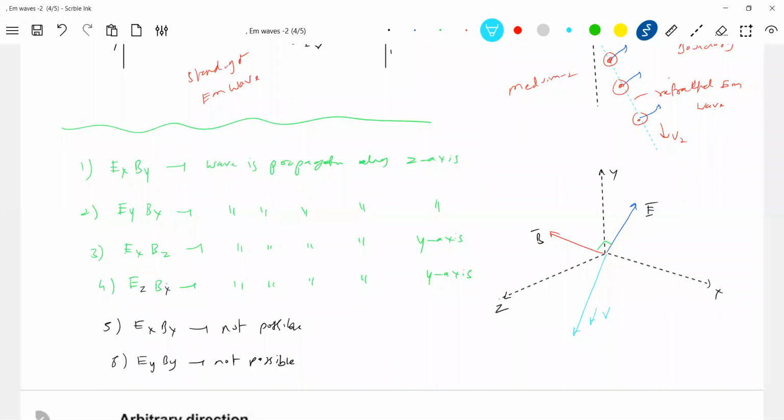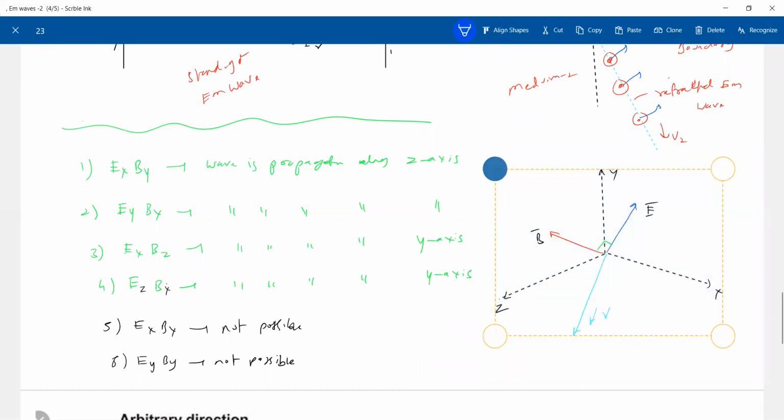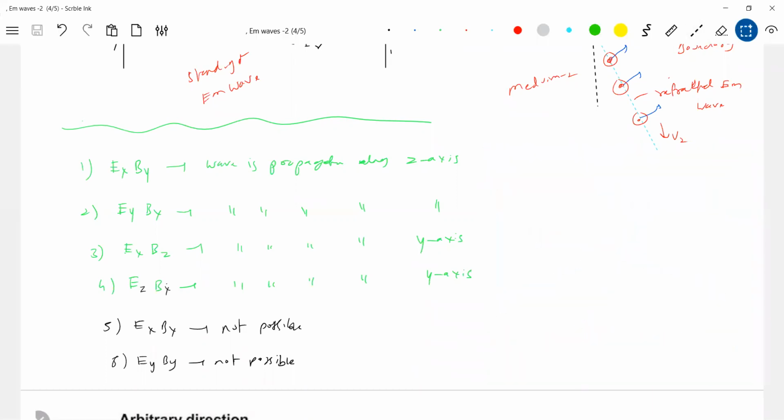E bar is not along the y axis. B bar is not along the z axis. E bar lies in the xy plane. B bar lies in, we should not say the yz plane. E bar lies in the xy plane and B bar lies in the minus x plus y plane. Or this will be more confusing as a 3D diagram. I'll make it just a plane. I think that will be sufficient. It can happen like this also.